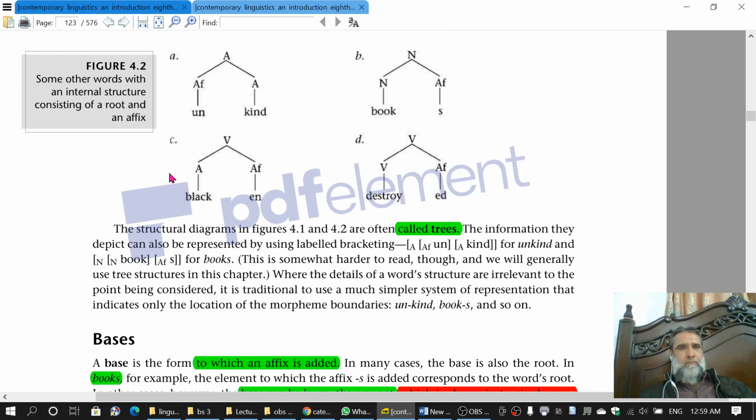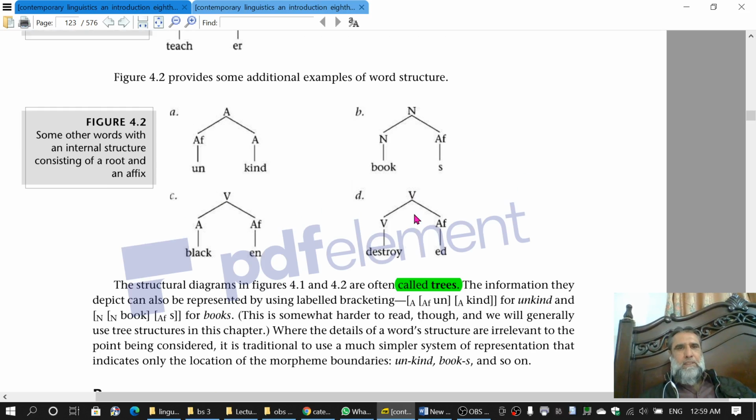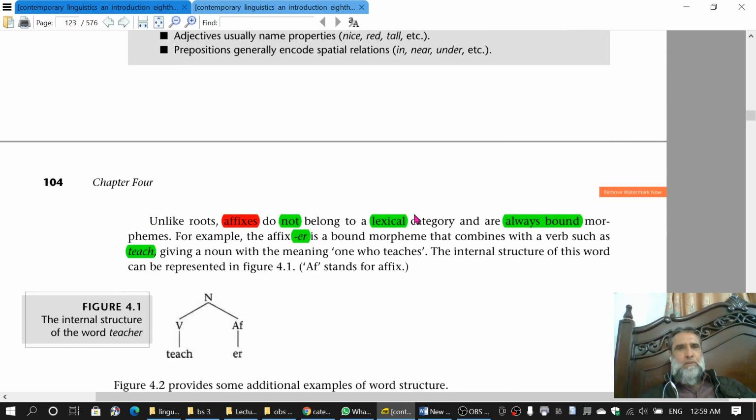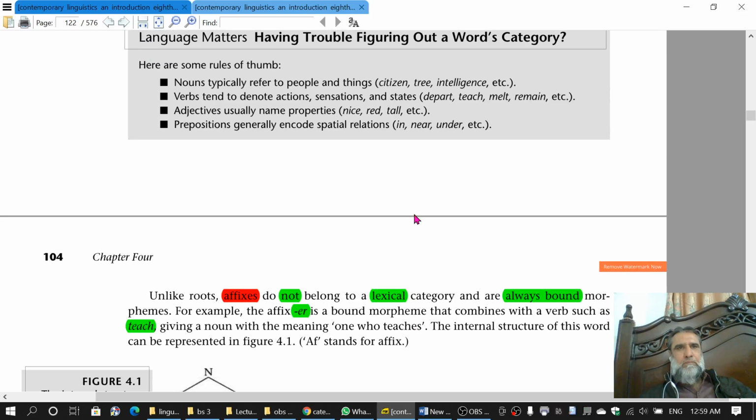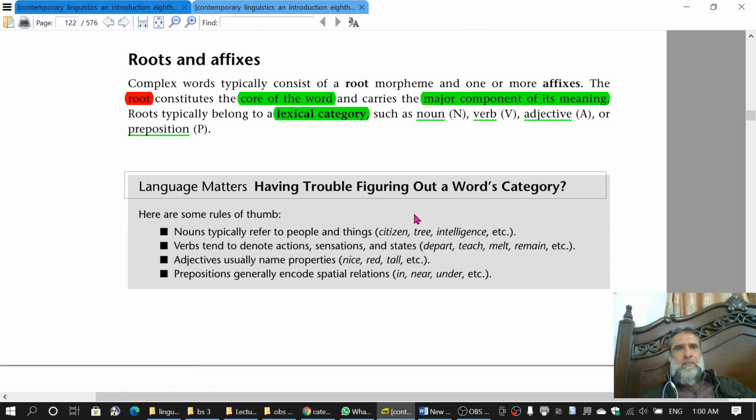Then you have a verb as a whole. Blacken is a verb, but black is an adjective. En is an affix. Combined together, blacken is a verb. Then you have another example of a verb. For example, you have destroy, which is a verb. Ed with it, which makes it past, is an affix. Combined together, destroyed is a verb. So these diagrams are called tree diagrams, and in the discussion you need to make these tree diagrams to make things easier to understand.